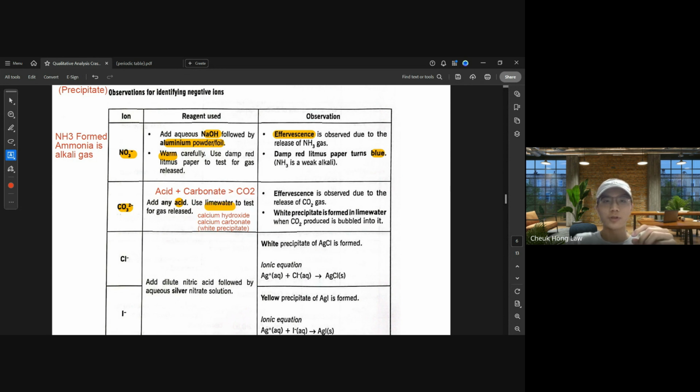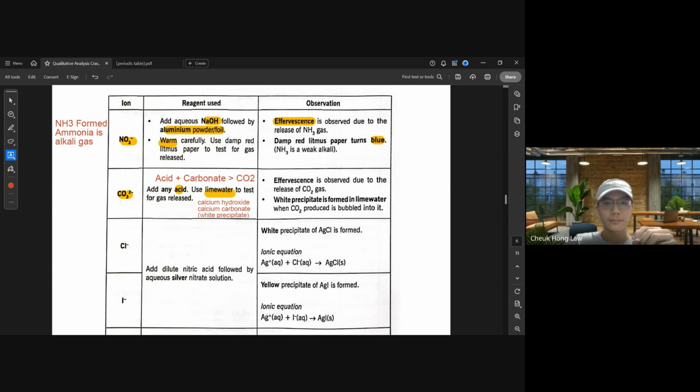This is also your neutralization reaction. Calcium hydroxide plus carbon dioxide. Calcium hydroxide is an alkali, and carbon dioxide is an acidic oxide. So acid plus alkali is your neutralization reaction. Everything is actually linked together in chemistry.